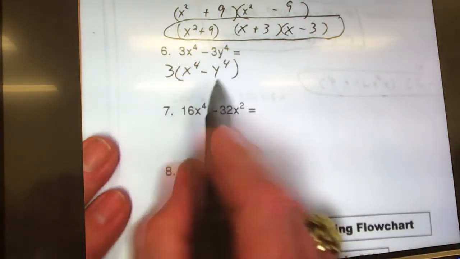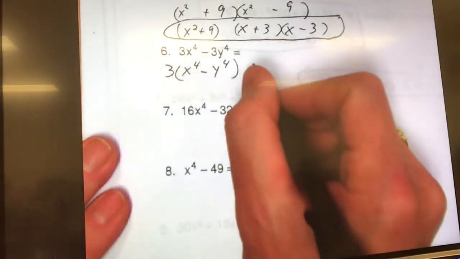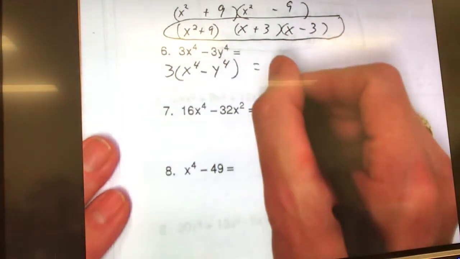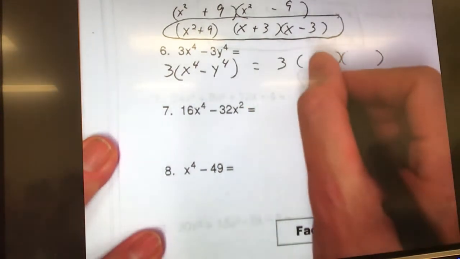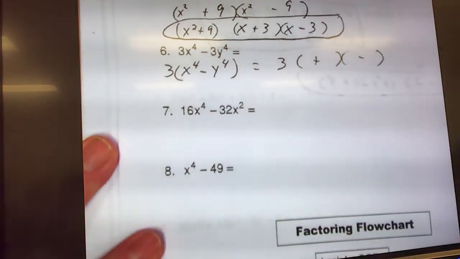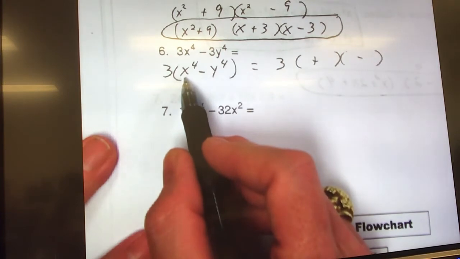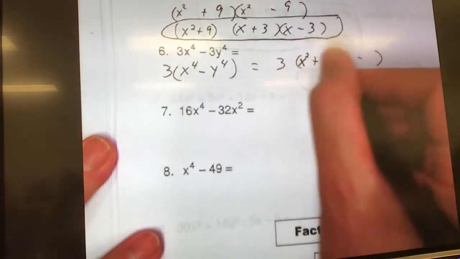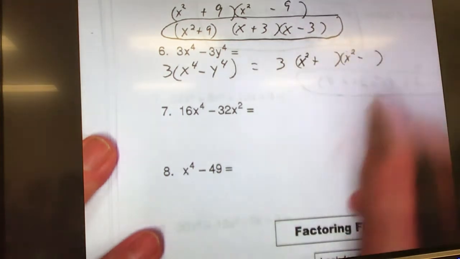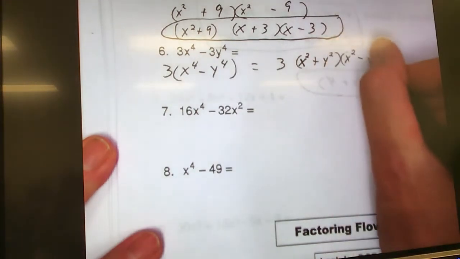Now, I have a difference of 2 squares. Okay? So this would be 3 and then double set of parentheses. One's got to be plus, one's got to be minus. Okay? What's square root of x to the 4th? What can I break it down to? x squared and x squared. What's square root of y to the fourth? y squared and y squared.